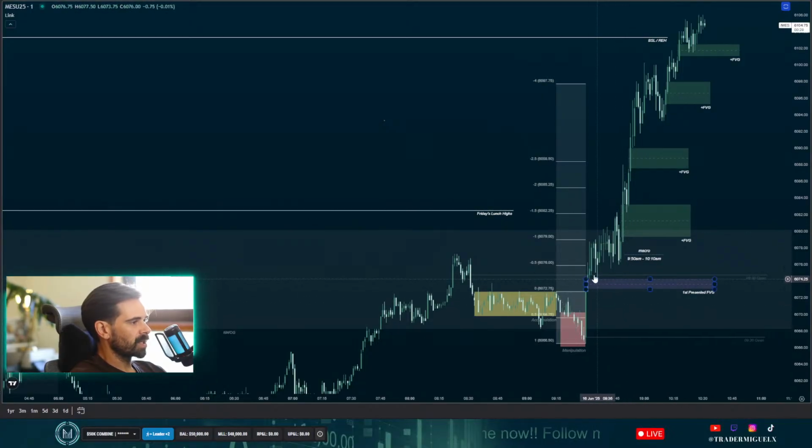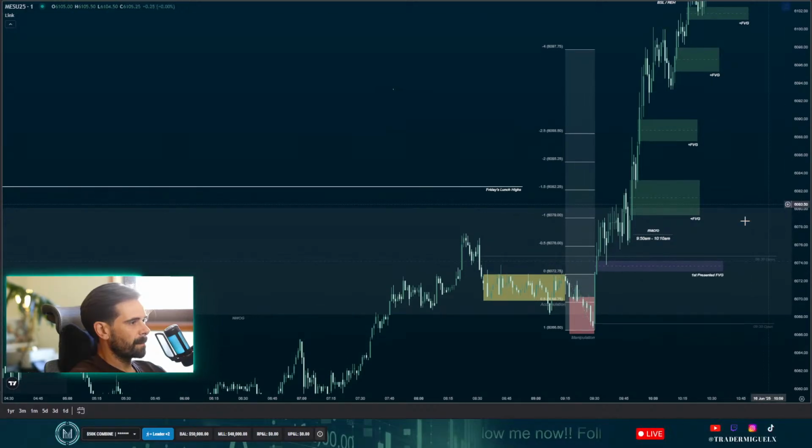If you were very certain about your plan, you could eventually have taken a long here. But this was kind of a blindsided position, because we were inside an NWOG. We were retesting the upper band of the NWOG once again, but it could have worked, honestly.